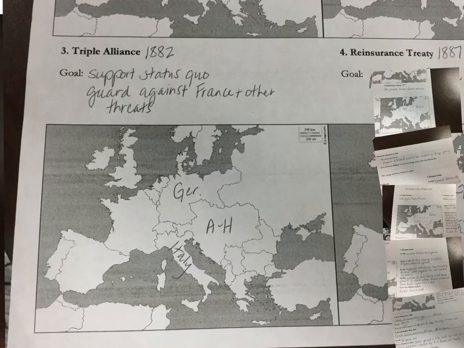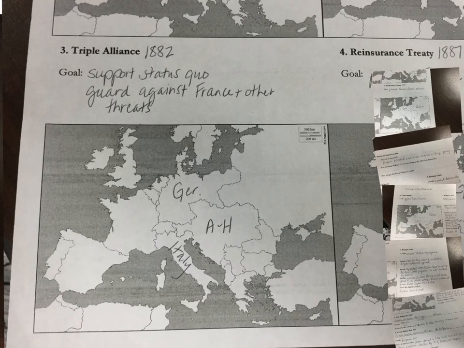Okay, so now that the Three Emperors League has been canceled, Bismarck seeks new alliances to make up for that. So the Triple Alliance occurred in 1882, and the goal here is to support the status quo. So he doesn't want any other big movements. He wants the leaders of Europe to remain as they are, and he also wants to guard against France and any other possible threats. Russia had canceled the Three Emperors League, so he looks for other allies, again, to make sure that those people won't ally with France instead.